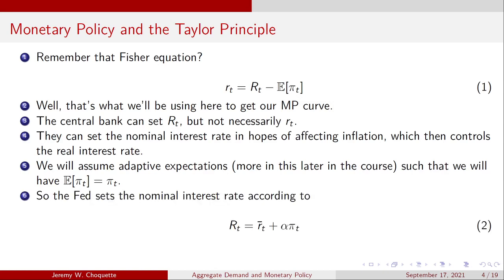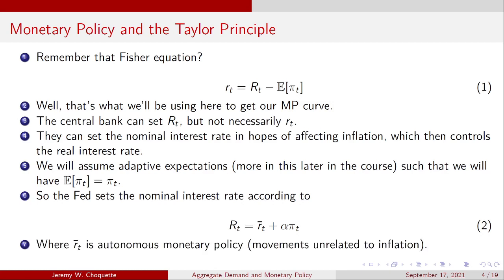So here's what you need to know right now. The Fed sets the nominal interest rate according to this right here, this equation 2. Capital R equals lowercase r, the little bar over it, plus alpha times pi t. Now this r, this lowercase r with the bar over it, is autonomous monetary policy. These are movements unrelated to inflation.